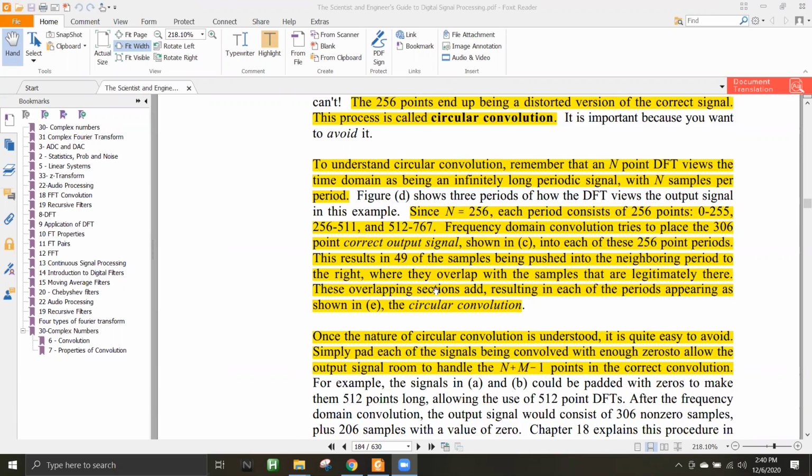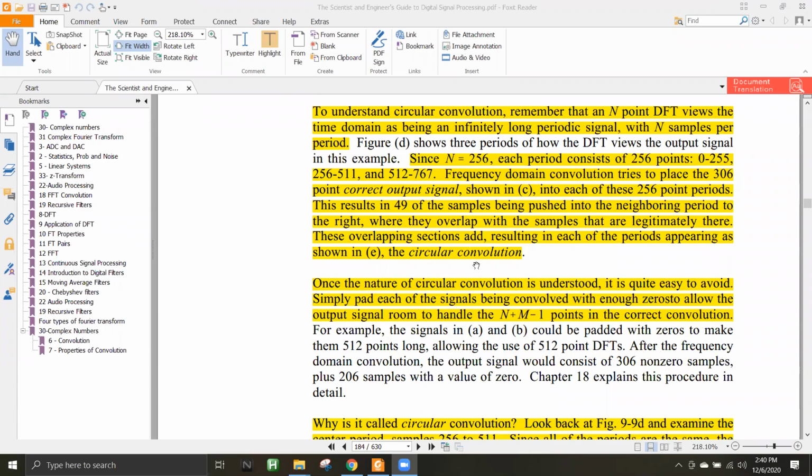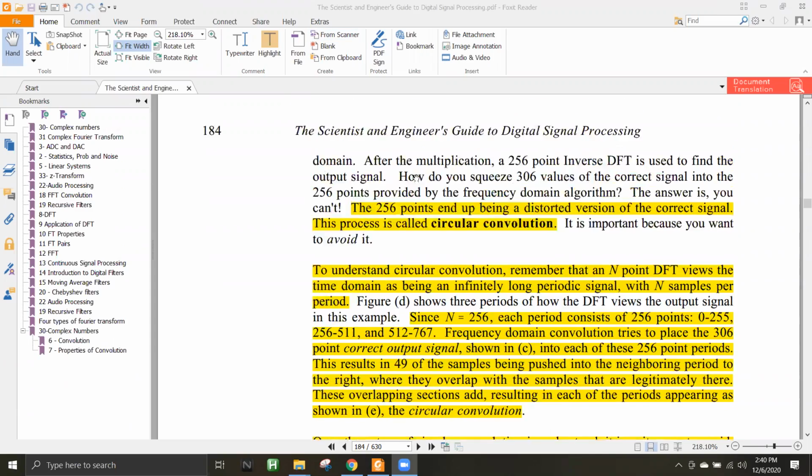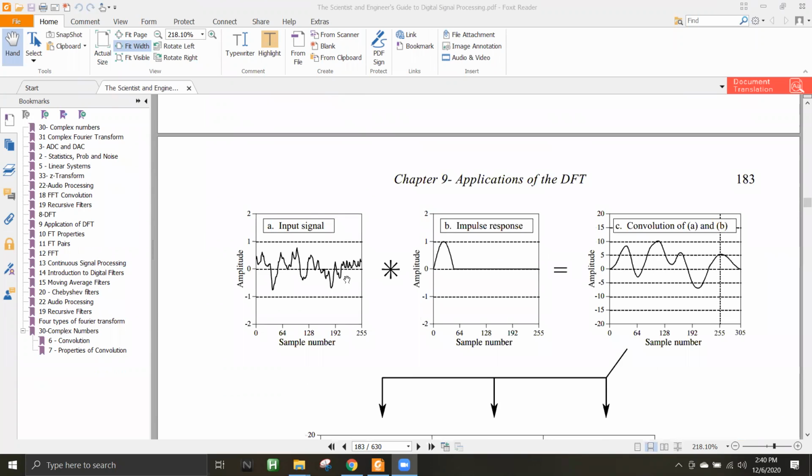And notice that you can go through this particular thing, and it explains all those things that I just said. So now what is the solution for this? Once we know the nature of the circular convolution, it is quite easy to avoid. What we have to do is simply pad each of the signals being convolved with enough zeros to allow the n plus m minus 1 points. Here, this was the largest signal, so we were padding only this one with enough zeros to make it equal to this. But now we have to pad this one as well, with enough zeros, and also this one with enough zeros, to make their length equal to n plus m minus 1.